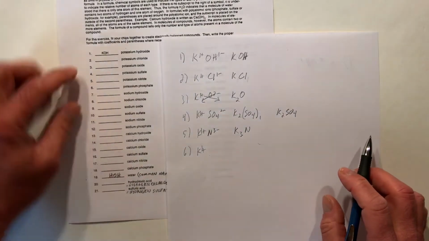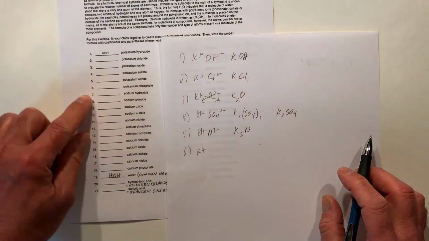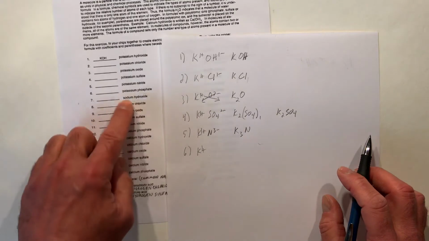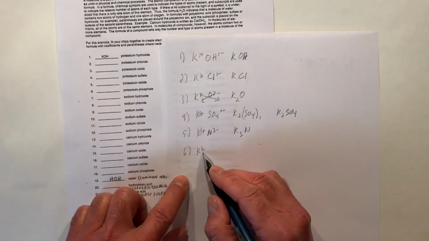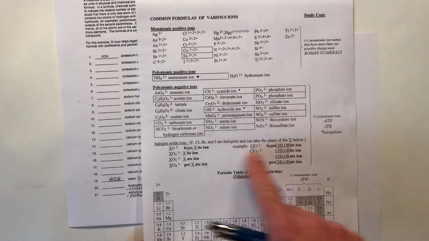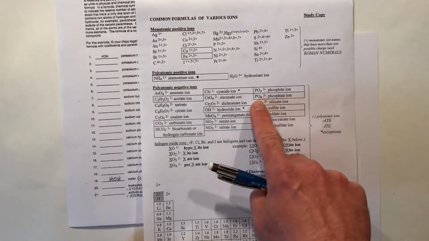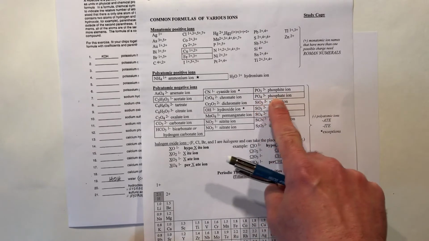And this last one here for potassium compounds, number 6, is potassium phosphate. Notice we'll be using sodium after that. So for potassium, K1 plus ion, and phosphate is going to be here with the ATEs and the ITEs. There it is, phosphate, PO4 3 minus.